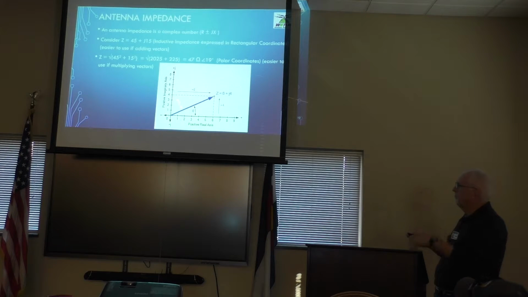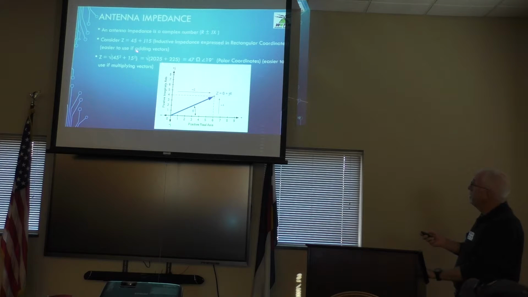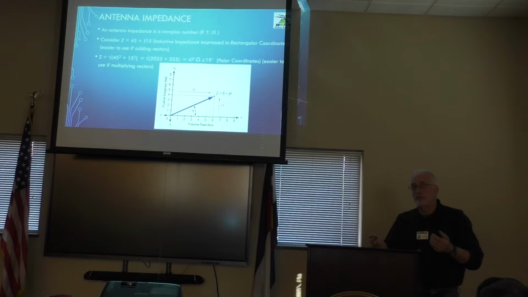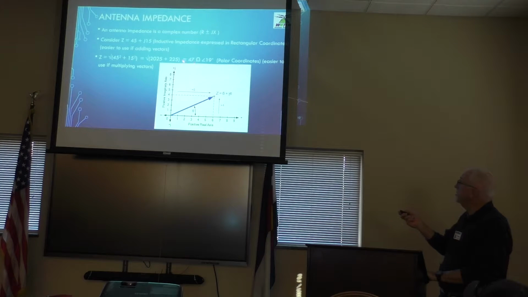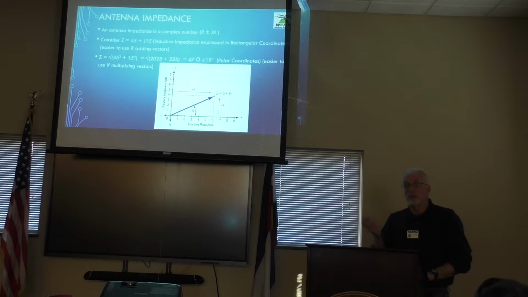These numbers, I found a slide that represented this easier. It doesn't represent 45 plus J15. This would be 6 plus J4 on this antenna. But that also has a magnitude here and an angle, and it's just the difference between expressing the same number in rectangular coordinates, R plus jX, or in this case, it's Z with an angle of some degree. They're identical things.